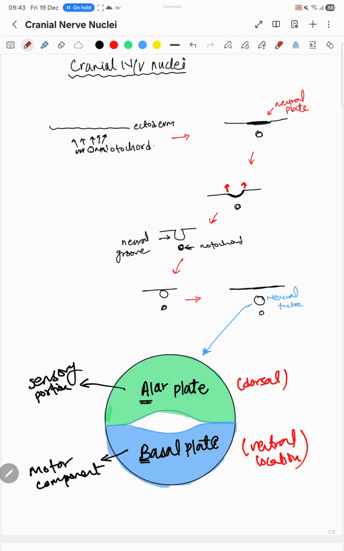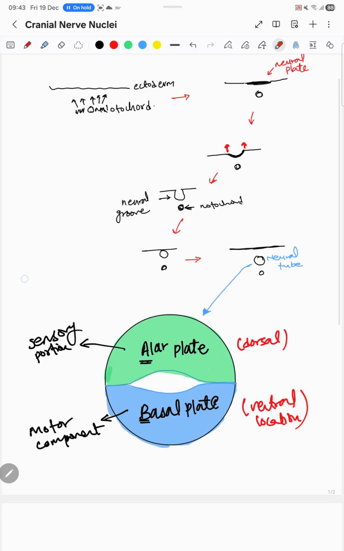And as these regions meet, there's closure of this tube. And if there's closure of this tube, as we can see over here, we have development of this neural tube, and beneath that, as we had discussed already, this is the notochord which continues over here, right?